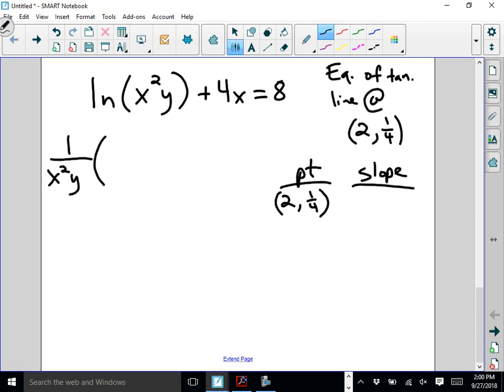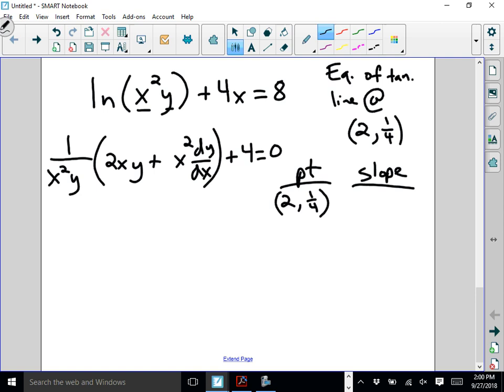Well, this is going to be a product rule, x squared and y. So the derivative of the first is 2x, times the second is y, plus the first, x squared, times the derivative of the second, which is simply dy dx. And I'm done with the chain rule and product rule there. Plus 4 equals 0 would finish that off. The last two were pretty easy.